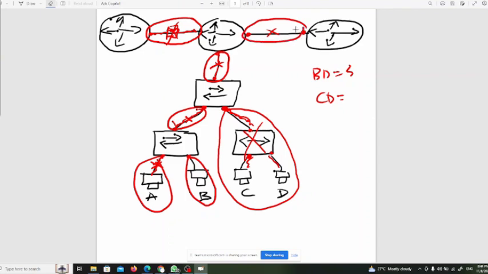So how many collision domains do we have? We have 1, 2, 3, 4, 5, 6, 7. 7 collision domains and 3 broadcast domains. Is it clear enough?